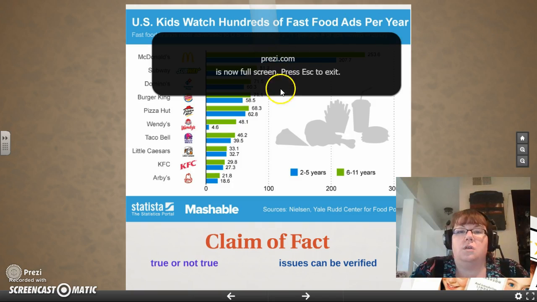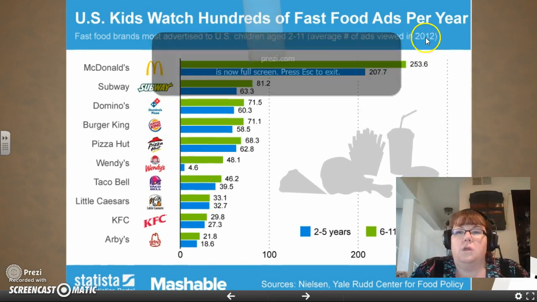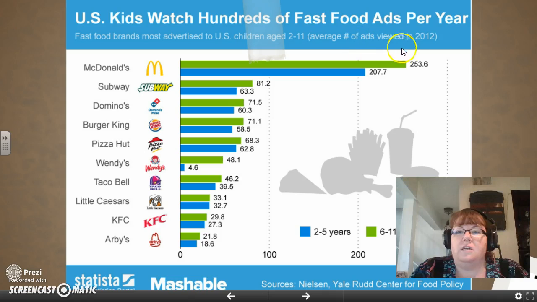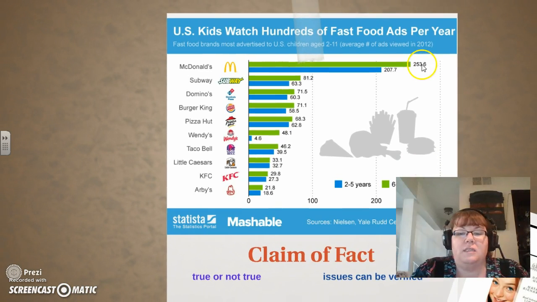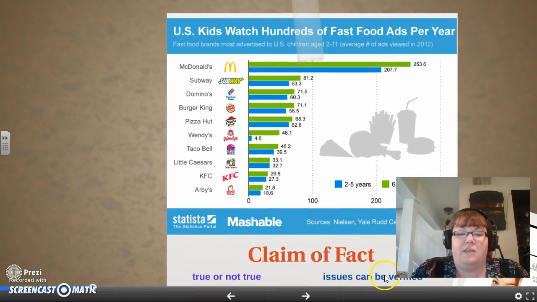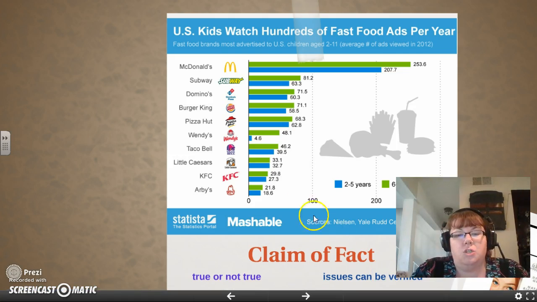Now you also look here at this idea that it actually gives you in the documents that it was published in 2012 and it's based on ads that were viewed in 2012. That is important because that goes back to this idea of something being verified. You could actually go back to 2012 and look up this information and verify the survey itself. Okay, so that's claim of fact.